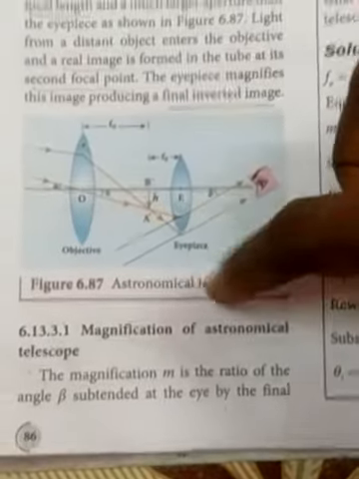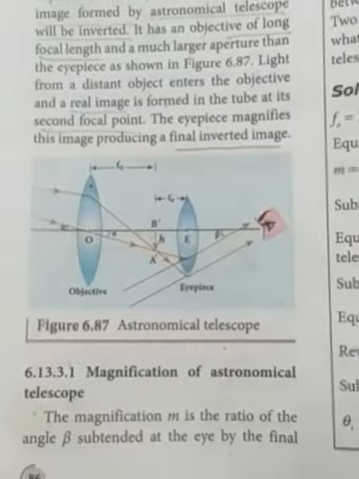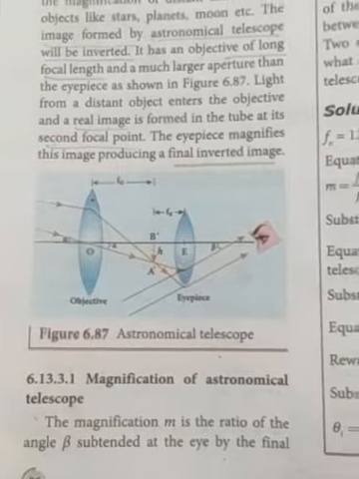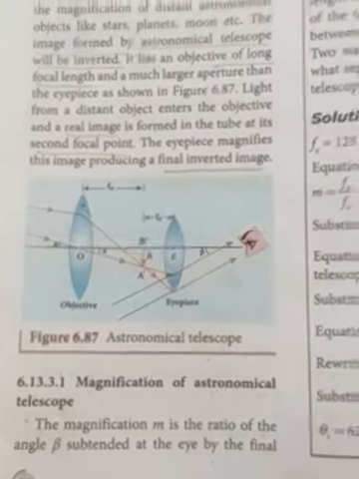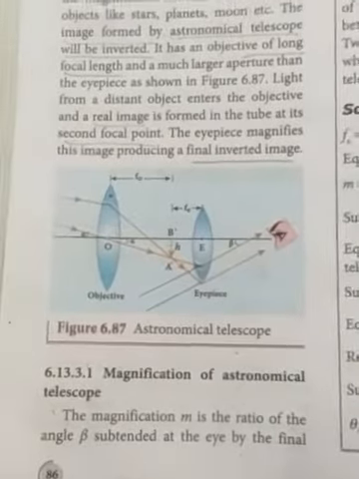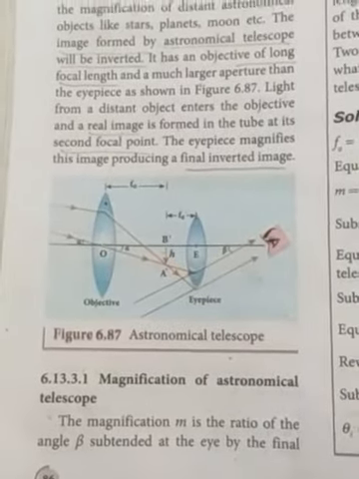Next, the magnification of the astronomical telescope. It can be double, triple, or even 500 to 800 times. The telescope magnifies a small object to a big size, nearly 500 to 800 times.